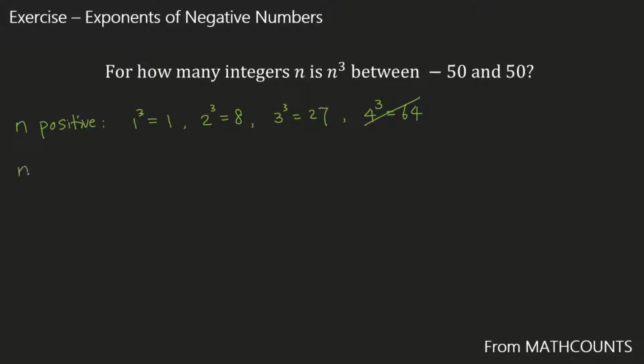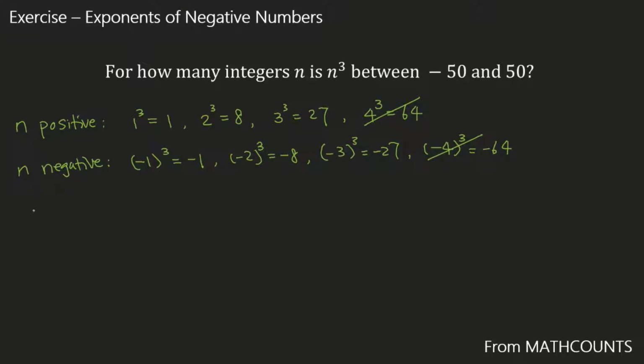Now let's look at n being negative. And let's start with n equal to negative 1. Negative 1 cubed equals negative 1. Now let's look at n being negative 2. Negative 2 cubed equals negative 8. That's also within the range. Then we have negative 3 cubed, which equals negative 27. And you can probably tell by now, negative 4 cubed equals negative 64. That exceeds our boundary. So that's also eliminated, and we can stop here.